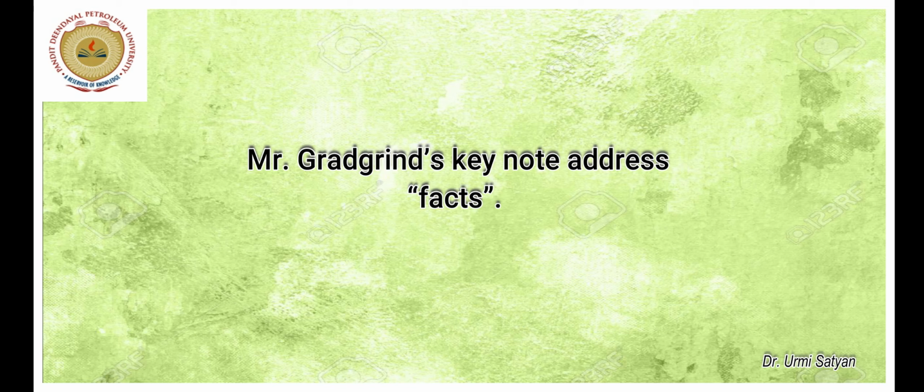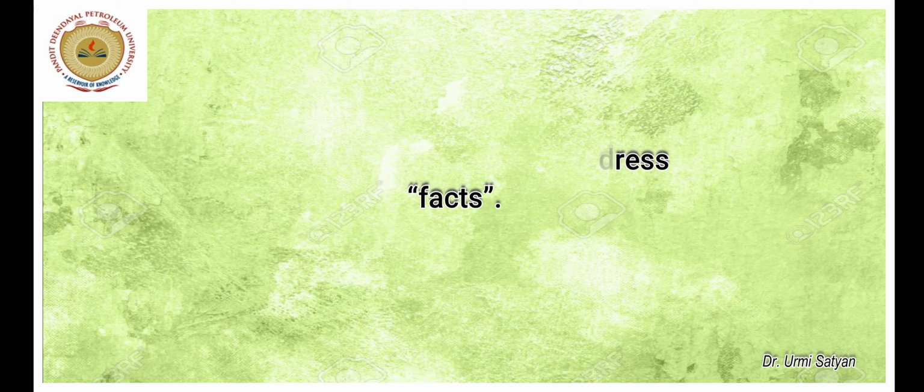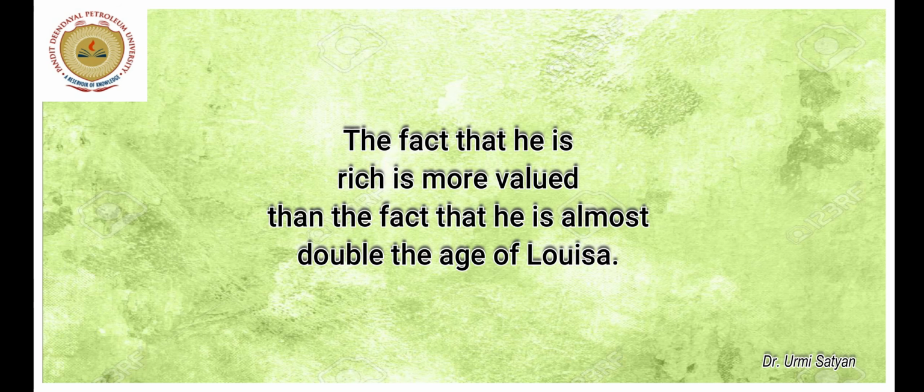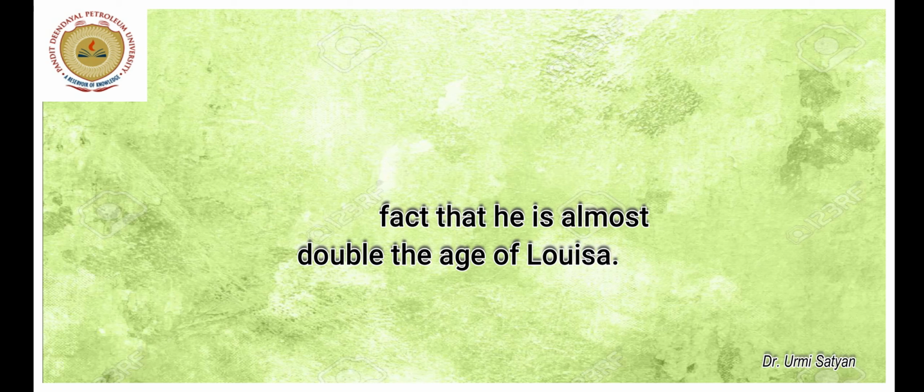The reading of the novel shows that factories add not only economic value but also social repute to the people of Cocktown. Factory owners were respected in the society, so much so that Gradgrind marries off his daughter Louisa to Bounderby only because he is rich. The fact that he is rich is more valued than the fact that he is almost double the age of Louisa.